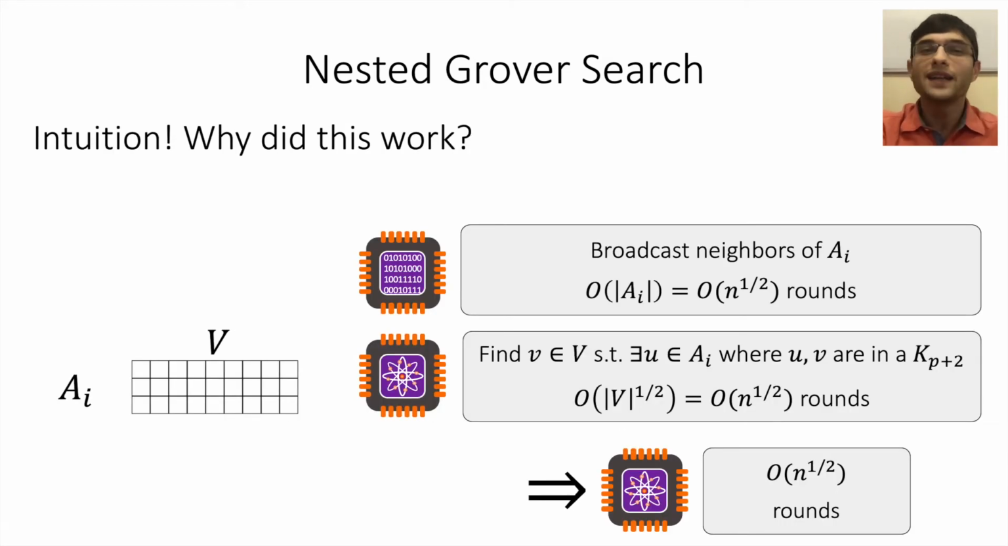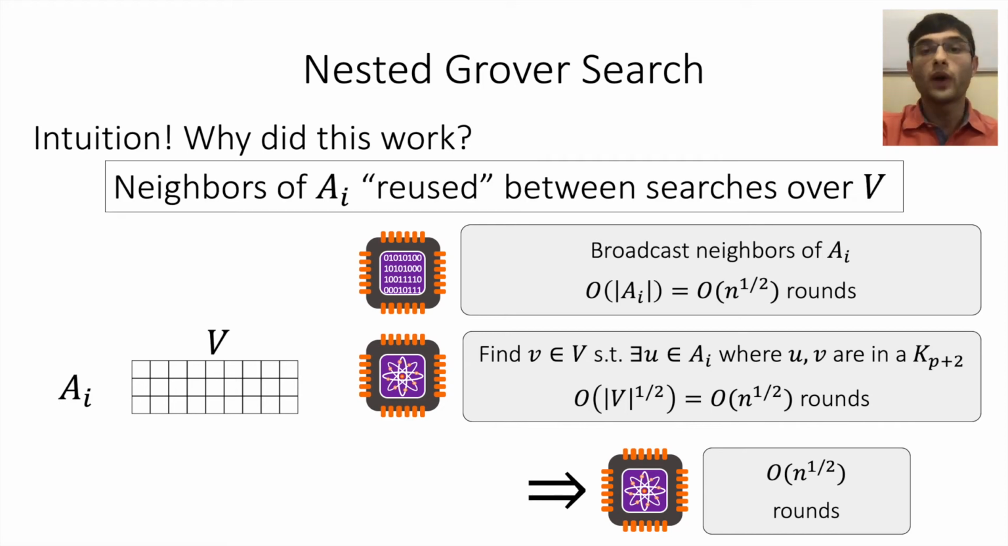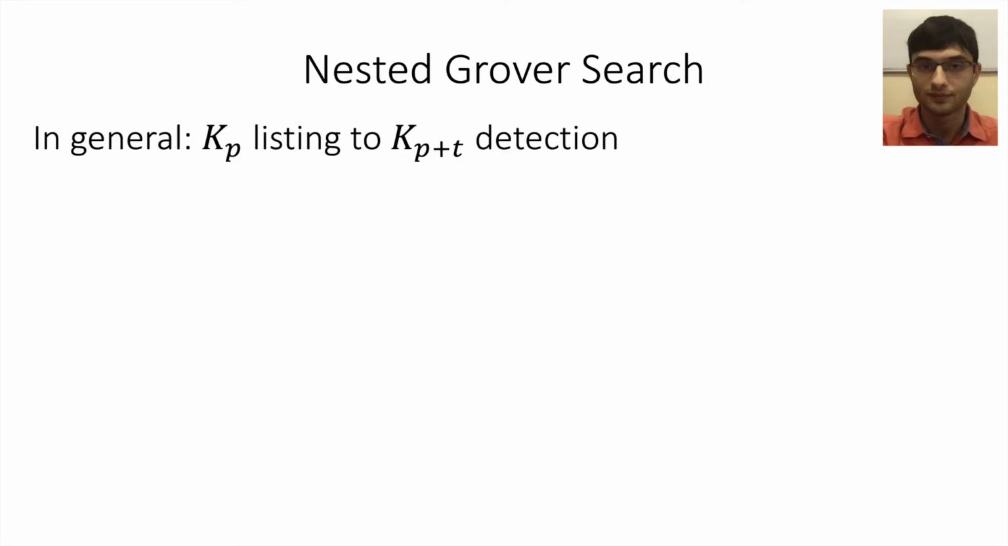But wait, why did this work? Why intuitively did we manage to go below n rounds for extending by 2 nodes? The reason being that when we broadcast the neighbors of AI classically, and then we perform the quantum search, throughout the quantum search this classical information is being reused. That is, we broadcast this information once classically, but throughout the quantum searches, every single node can still use this classical information because they possess it.